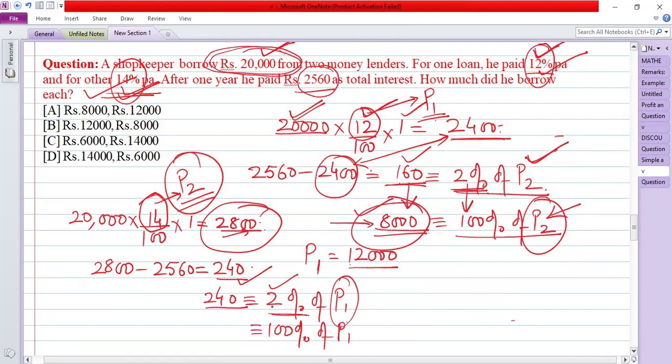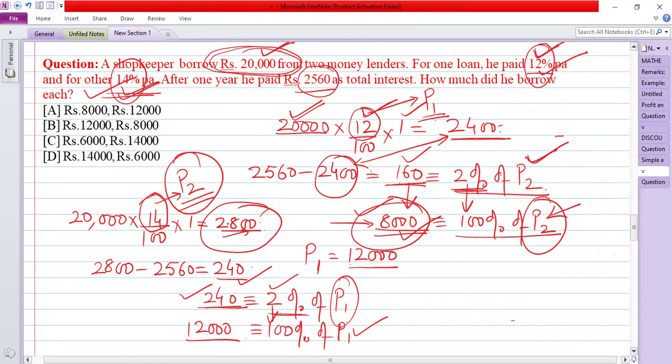So even this side I should multiply by 50, and that will give me nothing but 12,000. So if P1 is 12,000, then what will be P2? P2 will be nothing but 8,000. So what is P1 and P2 here?